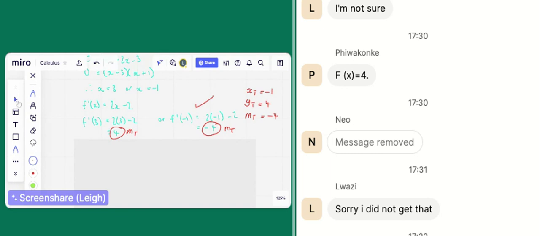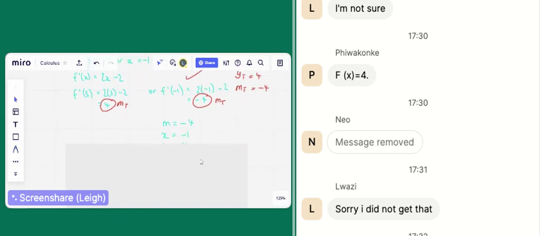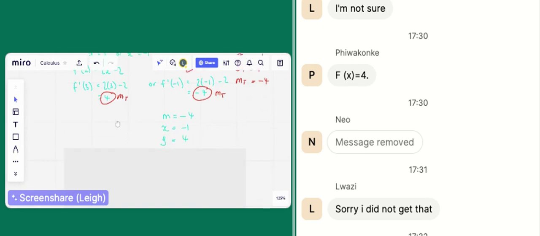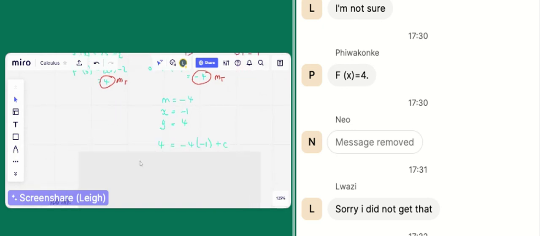So there are our 3 magic ingredients. Put them together. So as I've written over here, m is -4, x is -1, y is 4. Sub that into y equals mx plus c. So that's what I've done over here. y is 4, m is -4, x is -1, and c like so. And then that means I can now transpose and I can solve for c. All right, and I get an answer of 0.